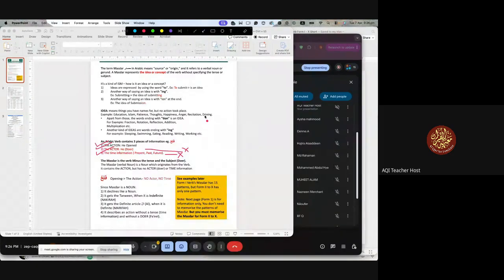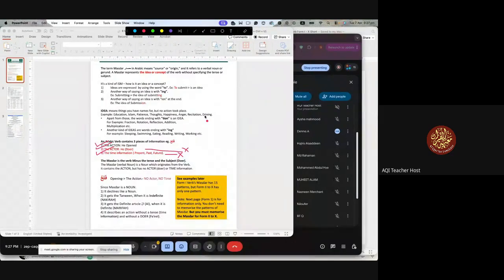Everyone, is it absolutely crystal clear about this page, the idea concept? What is a Masdar? Masdar is an idea, a concept. Because trust me, when you do the translation of the Quranic verses, if you have this concept in your brain, you'll see it will be enjoyable.